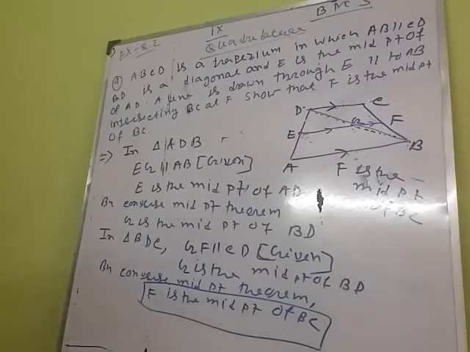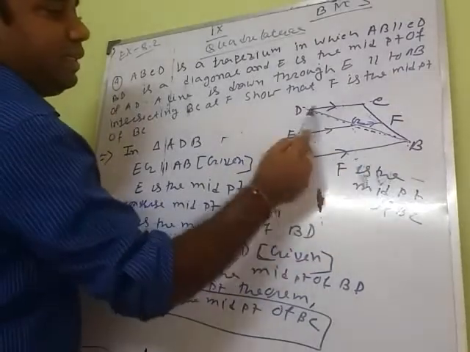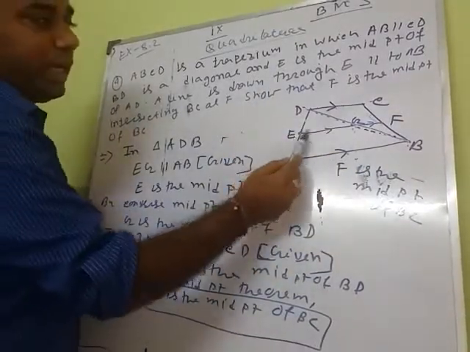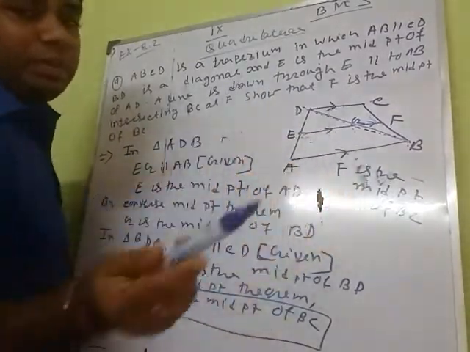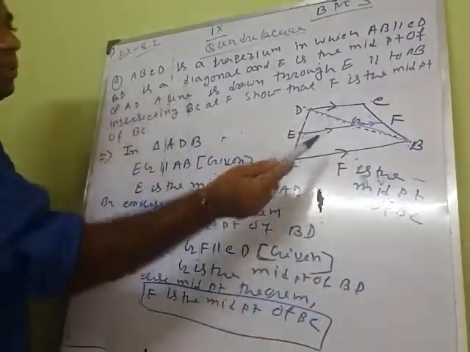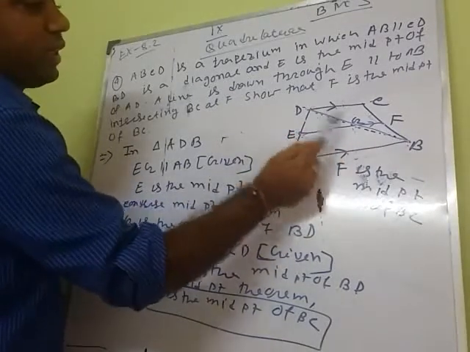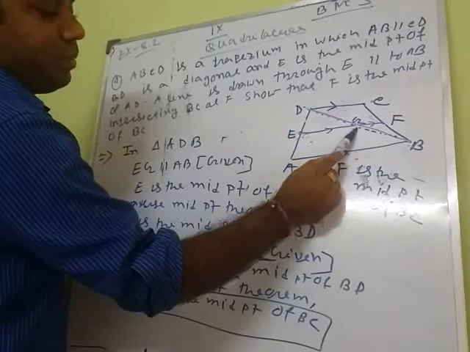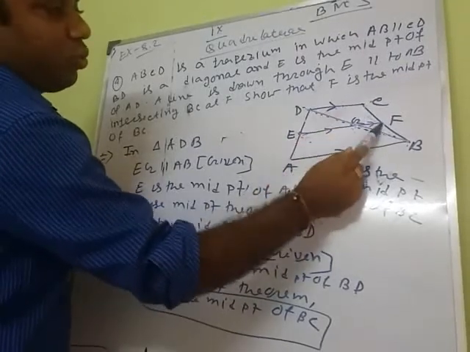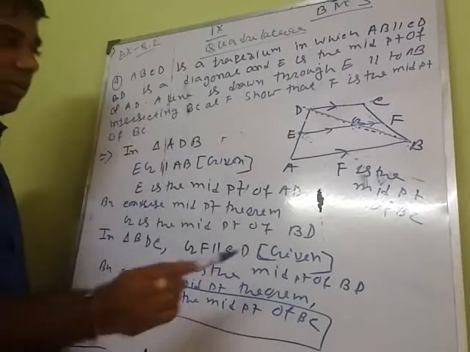Okay, so again I am explaining. From triangle ABD, E is the midpoint and EG is parallel to AB, it means G is the midpoint of BD. Next, GF is parallel to CD, and considering the triangle BDC, as G is the midpoint and GF is parallel to CD, F is the midpoint of BC. This is our required proof.